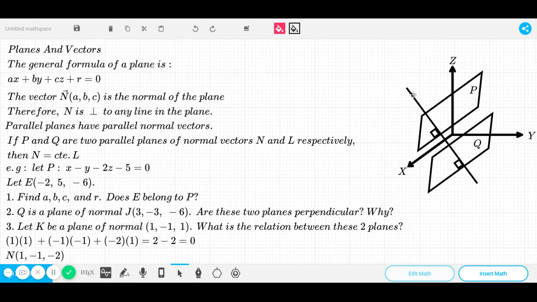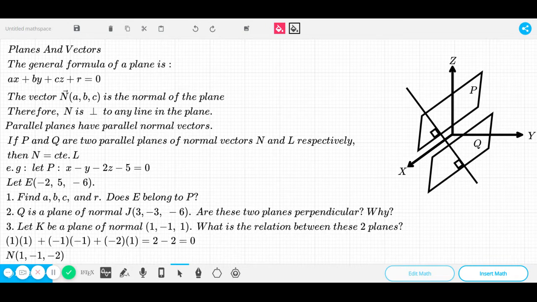No matter how we move line n back and forth or to the right or to the left, it will always be perpendicular to any other line in this plane. It's perpendicular to this line over here, and it's perpendicular to this line over here. So no matter how we move it, it's always perpendicular to any other line in the plane. So therefore, we conclude that the normal vector is basically the vector that is perpendicular to any line in the plane. Parallel lines have parallel normal vectors.